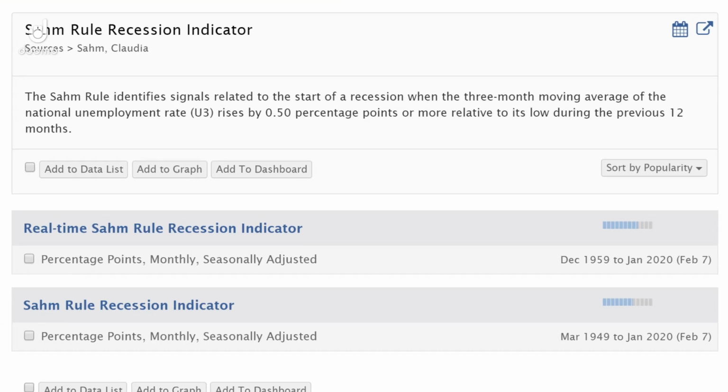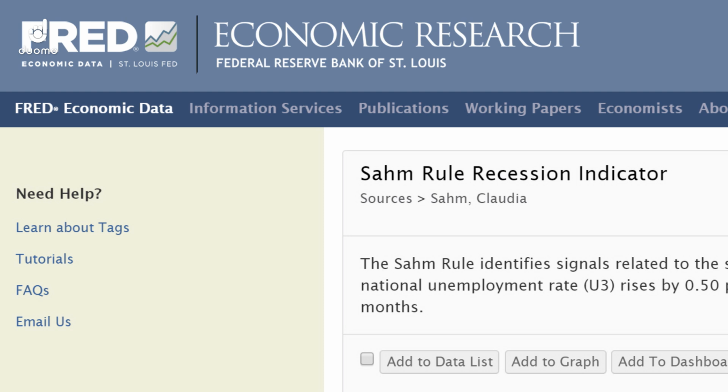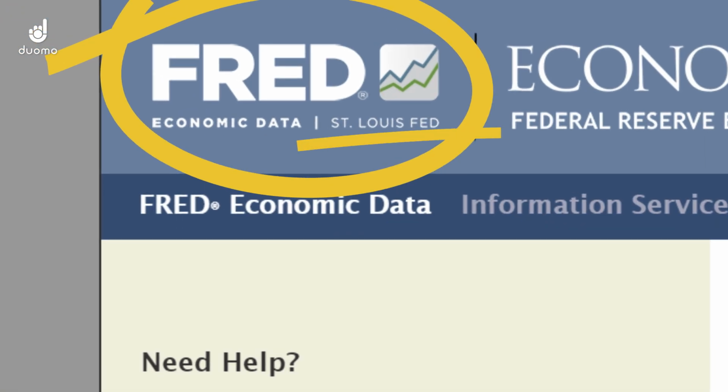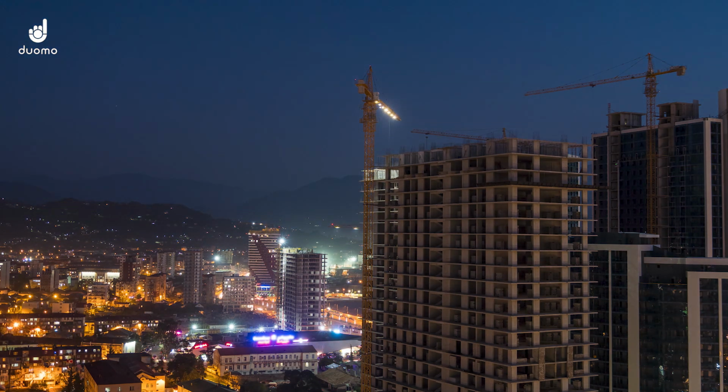The Sahm rule recession indicator does look promising so far, and in fact, it has now been added to the FRED database by the St. Louis Fed, but time will tell whether this indicator can hold up to its impressive track record that we've seen so far. Expect to see more of this popping up in news related to employment data and general economics discussions in future.